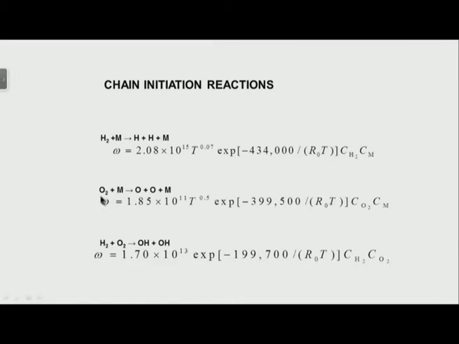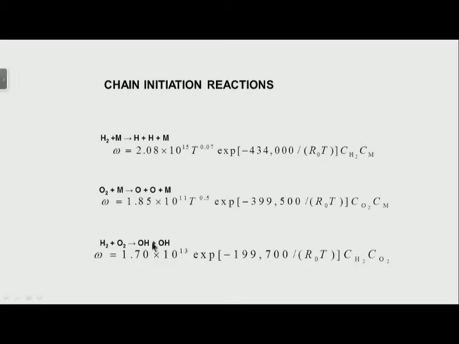Similarly, the chain initiation reaction of O2 forming O plus O is also helped by a third molecule, and the rate of reaction is given by this. Again, the temperature dependence is quite weak, and the rate depends on a combination of the oxygen and the third molecule. Similarly, you could also have a chain initiation reaction in which H2 plus O2 forms OH plus H. This is also chain initiation. In this case, the temperature effect is not there. The rate of reaction is given by this.